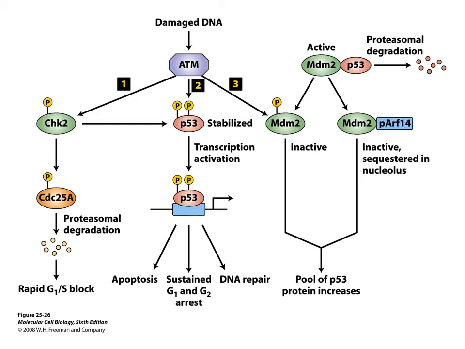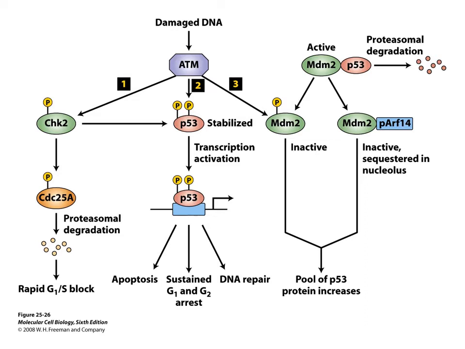Okay, so apoptosis is a process whereby if the cell's DNA is badly damaged, the cell basically commits cell suicide and self-destructs. So that's an important way of getting rid of damaged DNA if it's so bad that it cannot be repaired.